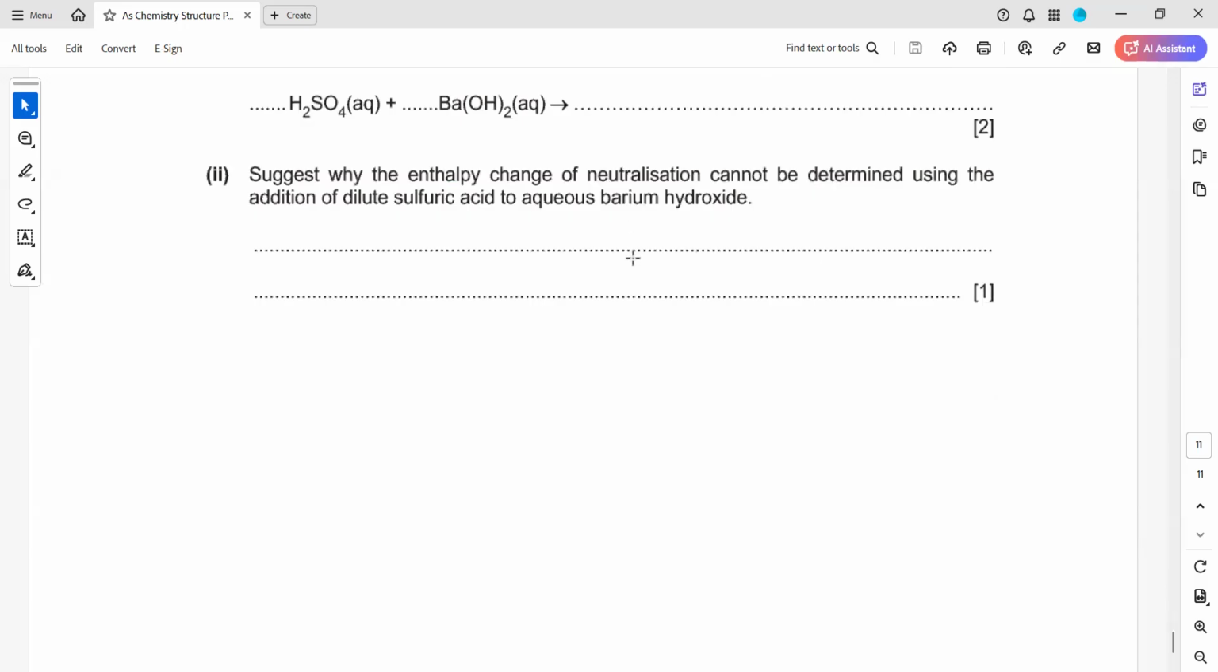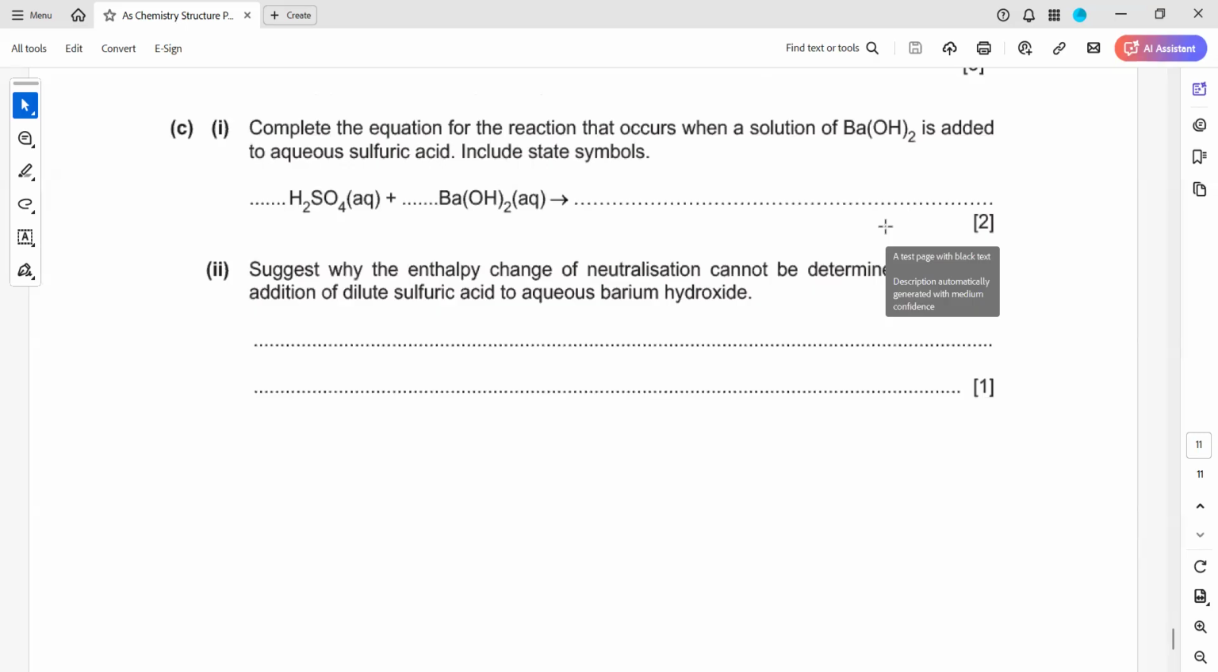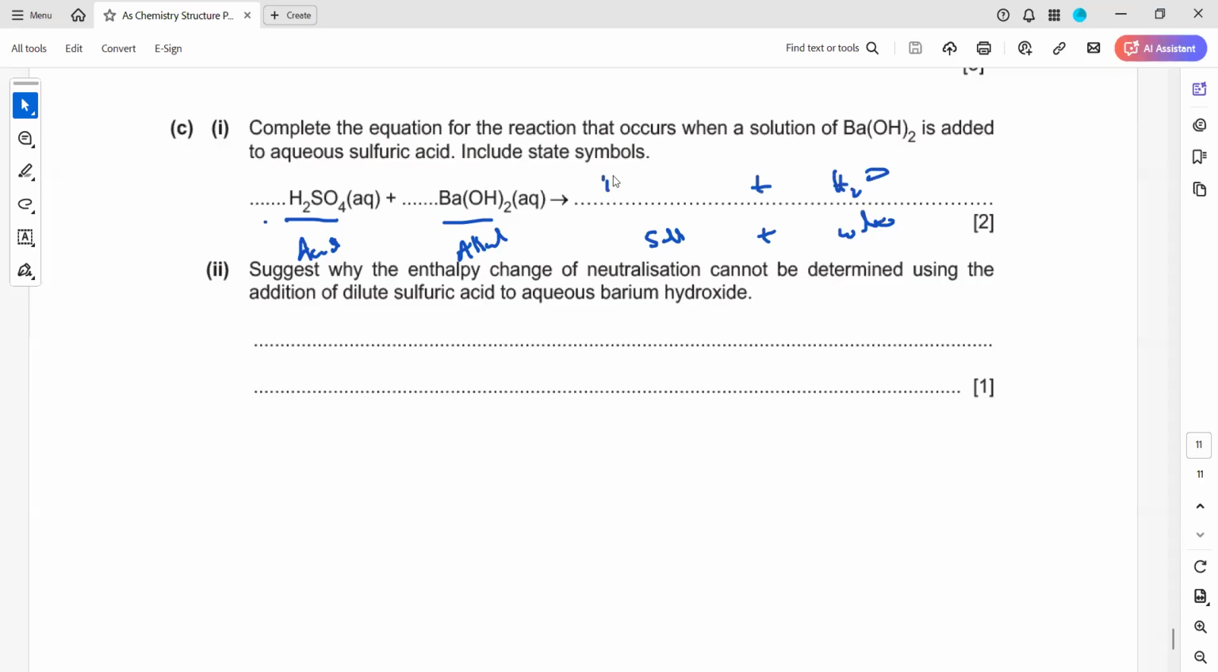Complete the equation for the reaction that occurs when a solution of barium hydroxide is added to sulfuric acid and include the state symbols. So when barium ion and sulfate ion are there, it will always form barium sulfate, and that is a solid, the precipitate. This is the acid and this is an alkali. When an acid reacts with an alkali, the product will be salt plus water. Water is H2O. Sulfuric acid produces a sulfate salt, so it will form barium sulfate.